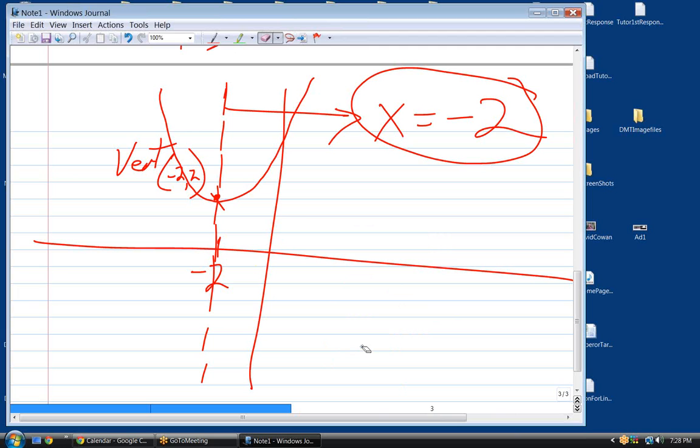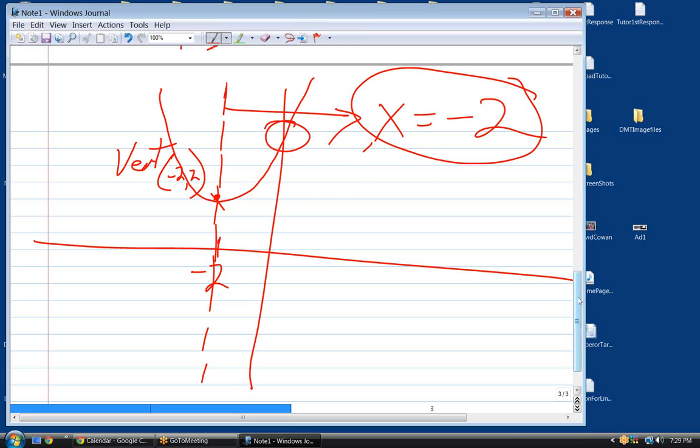So the only thing that we really need to graph this, right now we only have 1 point, right? So I really don't have any way of telling whether the graph looks like this, or maybe it looks like this, or maybe it looks like this. So I need 1 more point. 2 points do determine a parabola. What's another good point to know?